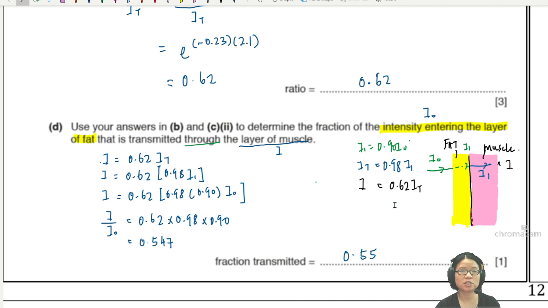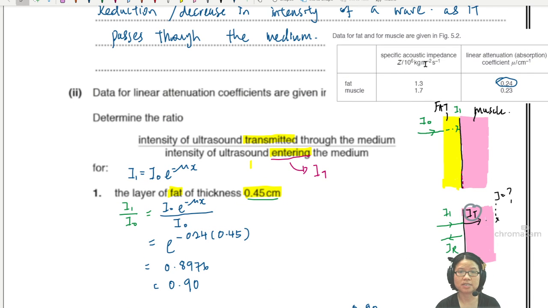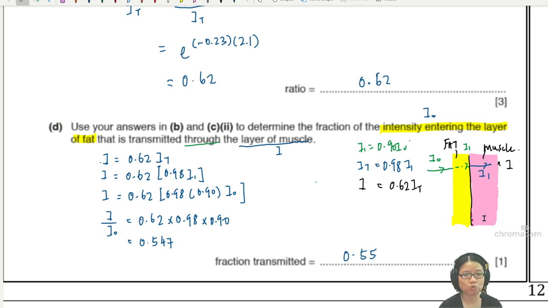All right, so in this example, we learned how to calculate the fraction of ultrasound that reflects using the Z value. We learned how to use the specific acoustic impedance, the Z value, to find your alpha. Please make sure you know what alpha is. We also learned to read the question and look at the attenuation and ratio. All right, so that's all for this example.